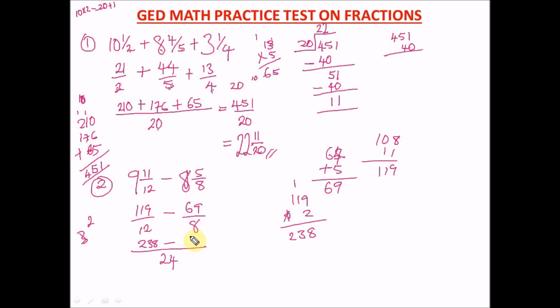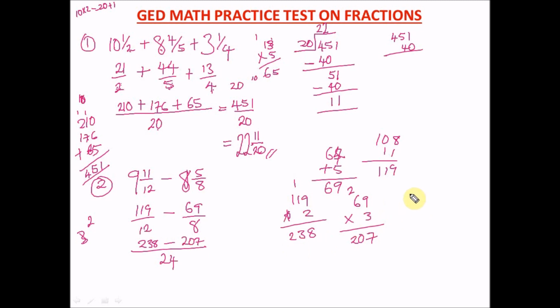Then here, how many times will 8 go in 24? 3 times, and we have 3 times 69. Here we have 3 times 9, what is it? 27. Is that not it? So we put down the 7, carry the 2. 3 times 6 is 18, and 18 plus 2 gives us 20. So we have here 207. So we have 238 minus 207.